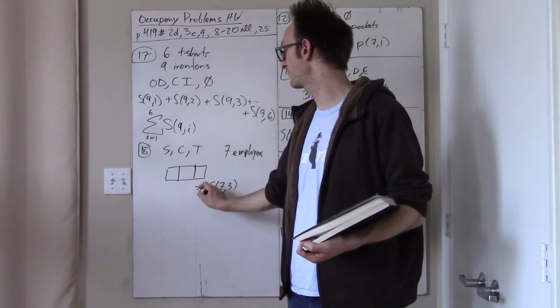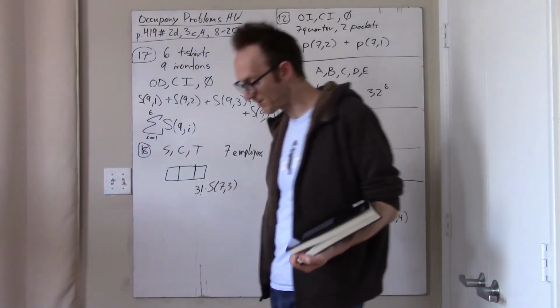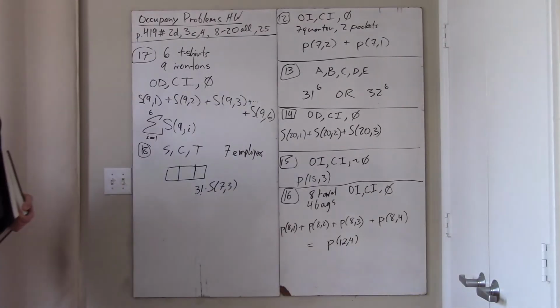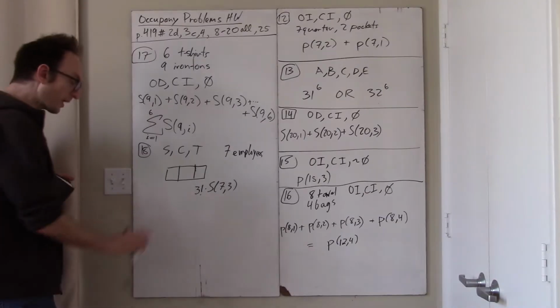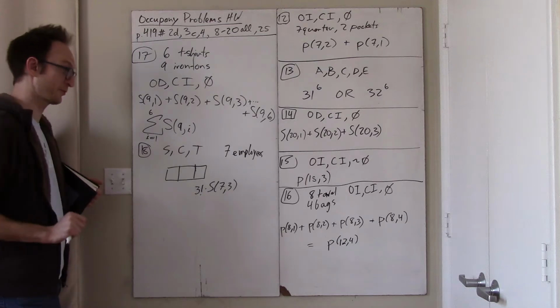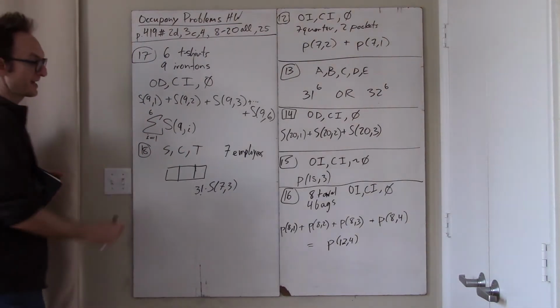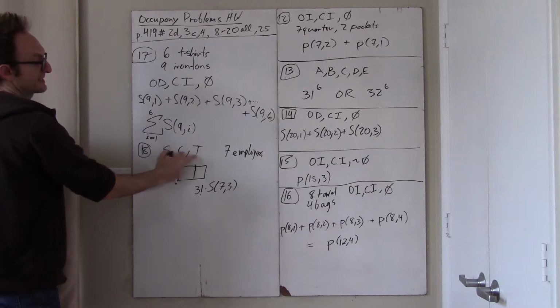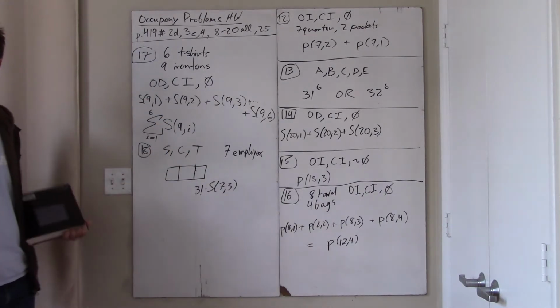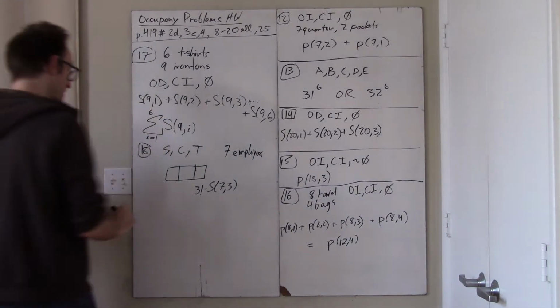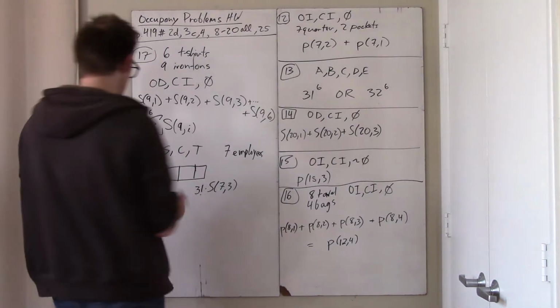There are then 3 factorial ways, and that's where we multiply by 3 factorial ways to permute the 3 groups of employees, or you might say 3 factorial ways to permute S, C, and T as labels on the groups that you've already made. Okay, 2 more, 19 and 20.